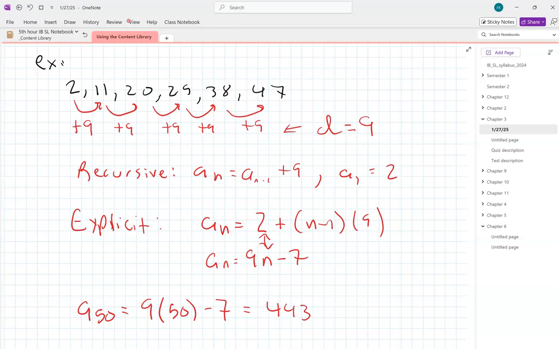If I wanted just like the next three terms, the recursive would work just great, right? I'm just going to add 9 to 47, and then add 9 to that answer, and then add 9 to that answer, and that'll give me my next terms real quick. So the recursive is great for next terms. The explicit is great for way out in the future term. You know what I'm saying?